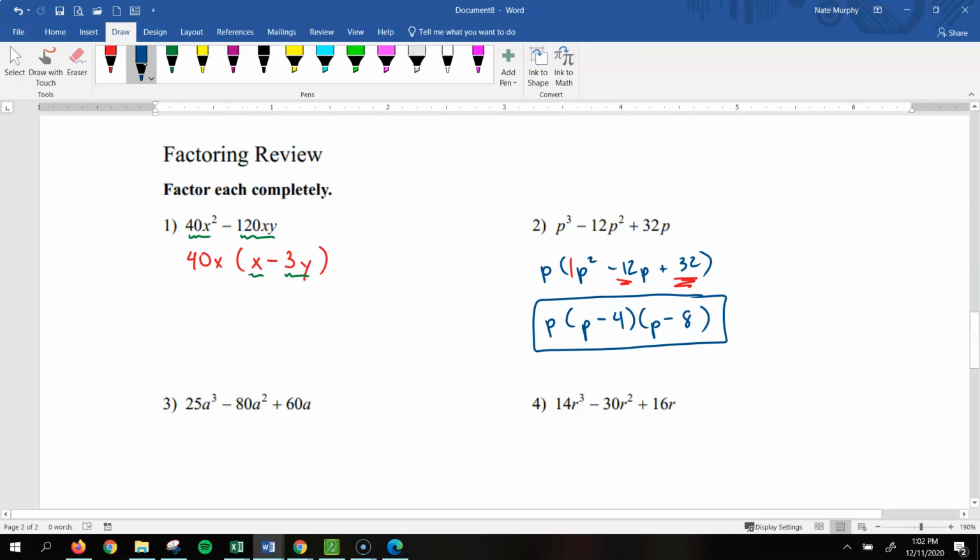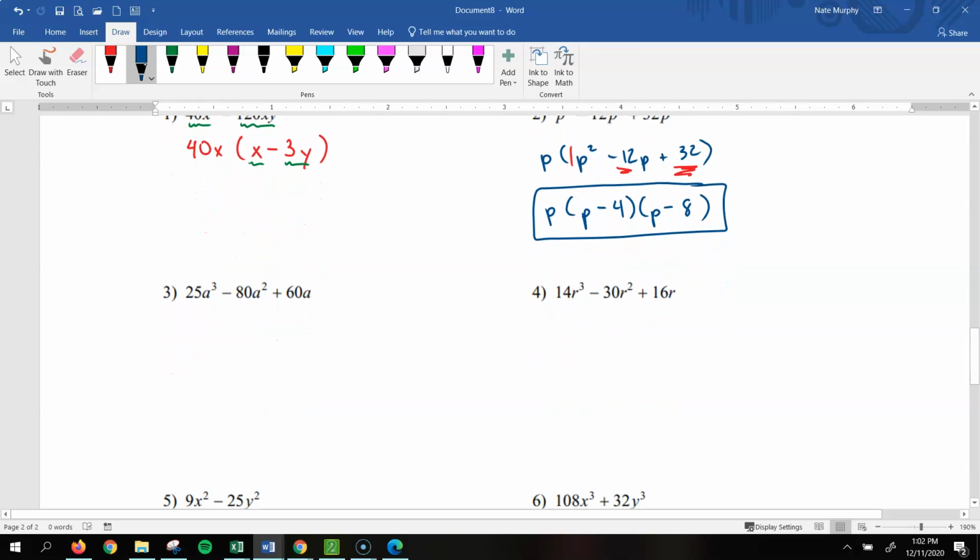Let's look at number 3. As we're going through these, they're just going to gradually get more and more challenging. With this one, again, I see that they all have at least an a in common, so I'm going to factor out an a. Now, it looks like they're also divisible by 5.